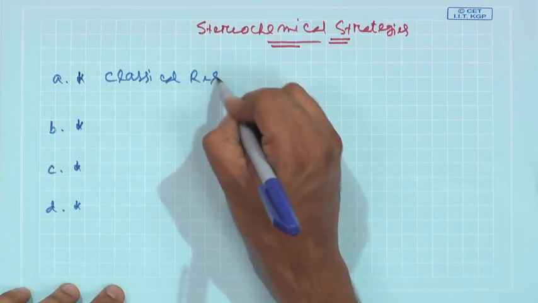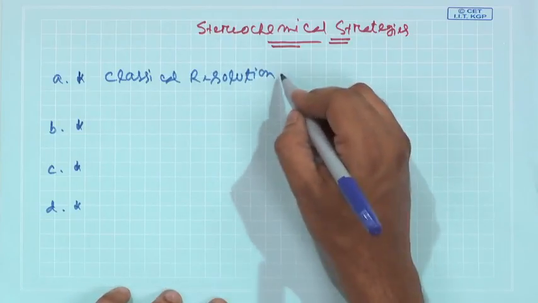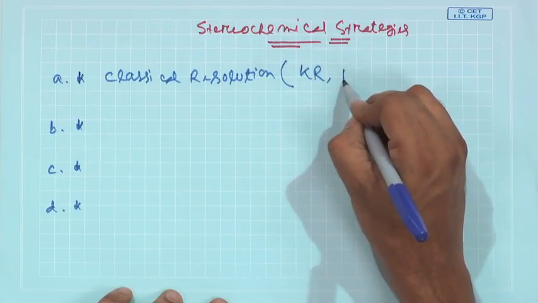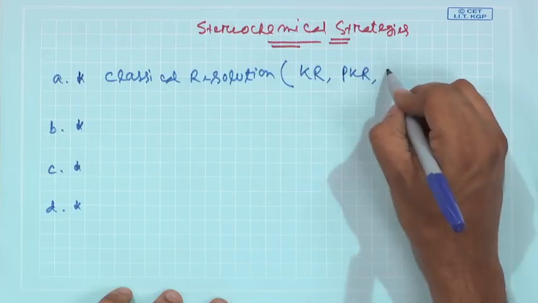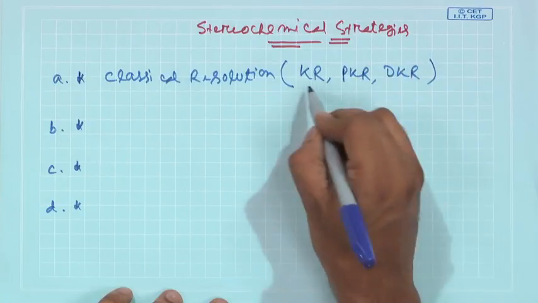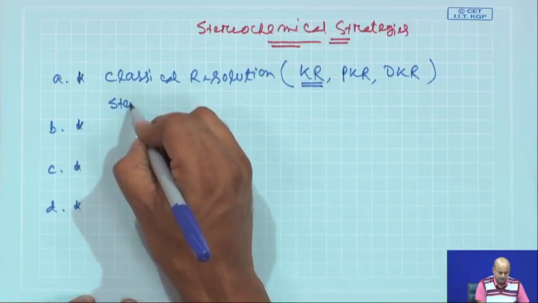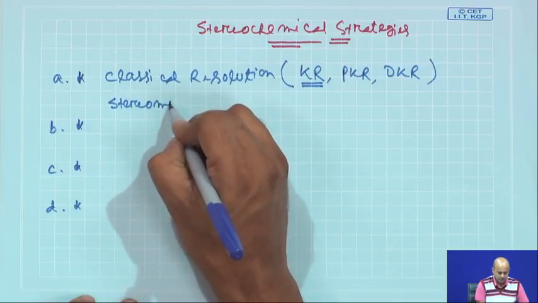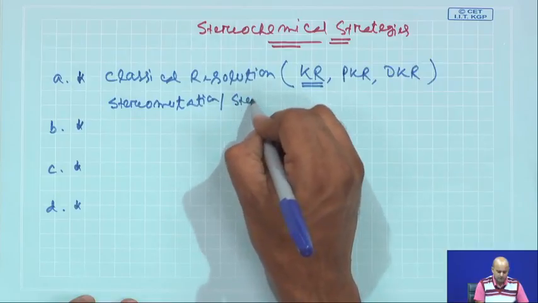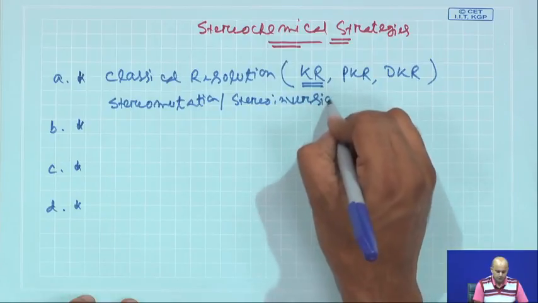The very earlier approach was the classical resolution technique. We will explain these things in detail. In classical resolution, you have kinetic resolution, parallel kinetic resolution, and dynamic kinetic resolution, which are basically abbreviated forms. In addition, you have some other methods named stereomutation or stereo inversion, which means you are doing an inversion of stereochemistry.